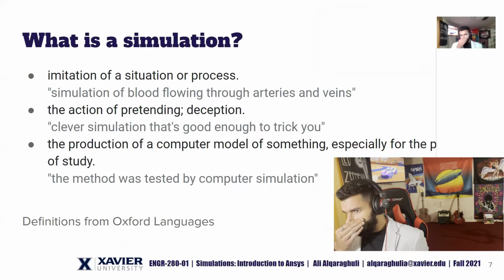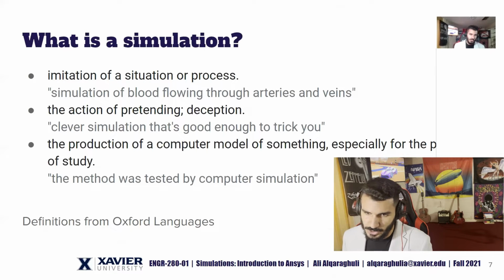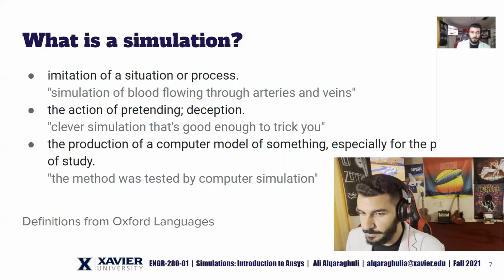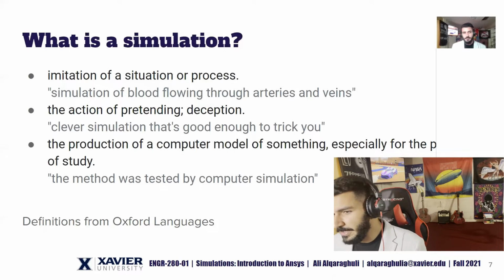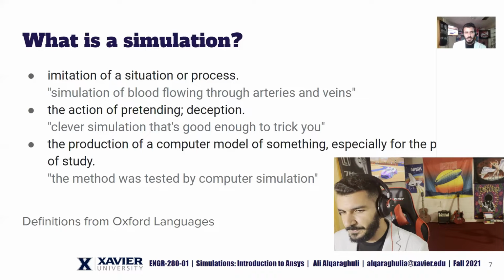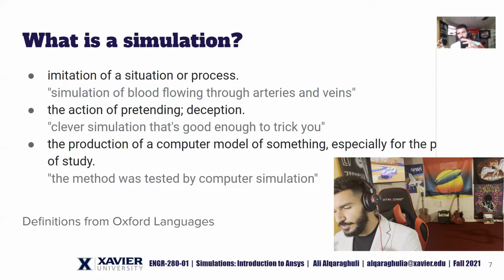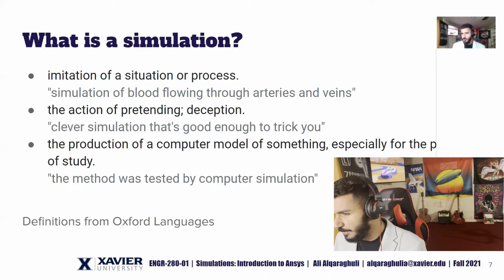So let's start with a very basic question, and that is, what is a simulation? And this is really going to be the core of this course. If you look it up through a dictionary, you get 3 quick definitions. A simulation is just an imitation of some situation, some action of pretending or deception. Or a third definition, more applicable to us, is production of a computer model of something, especially for a purpose of study. Now, if you combine all 3, you're essentially trying to take some scenario in the real world, and you're trying to use some computer software to simulate it.